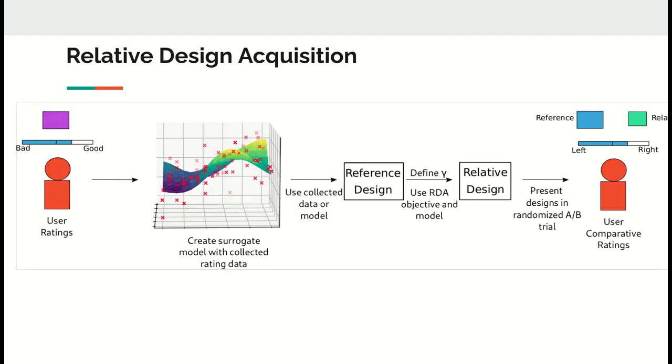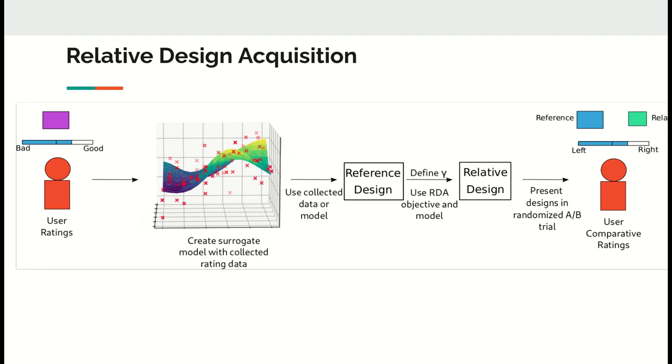Following these examples, we mathematically formalize the problem into what we call relative design acquisition. The process is as follows. First, multiple designs are proposed to users from which we collect the ratings on the visual interface. We term this as the absolute rating task, as shown on the left. Next, using this data, we can construct a surrogate model of design performance. We use Gaussian processes to construct this model. We use the model and data then to generate reference designs.